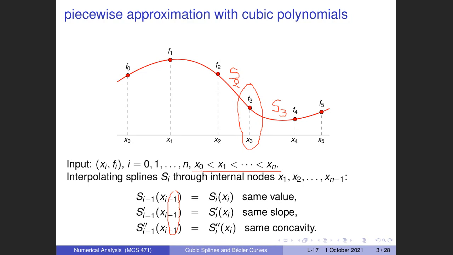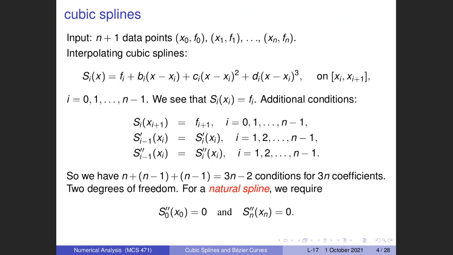So we have at the same point that 2 adjacent splines actually take the same value, the same slope, and also the same second derivative. So we have the same concavity. So these are the conditions. Then we have an interpolating spline.